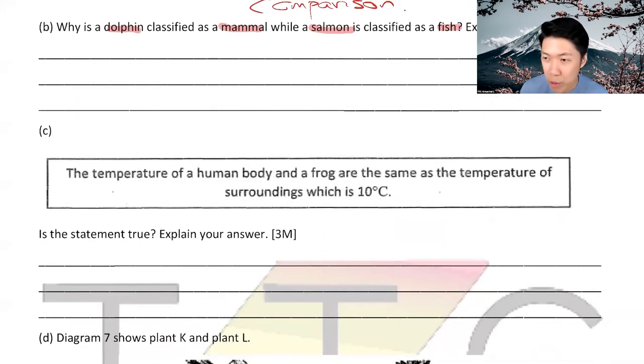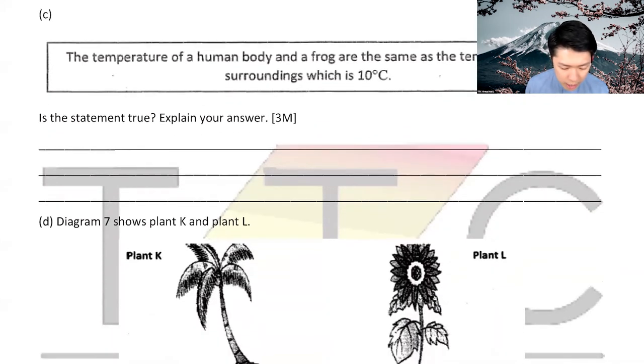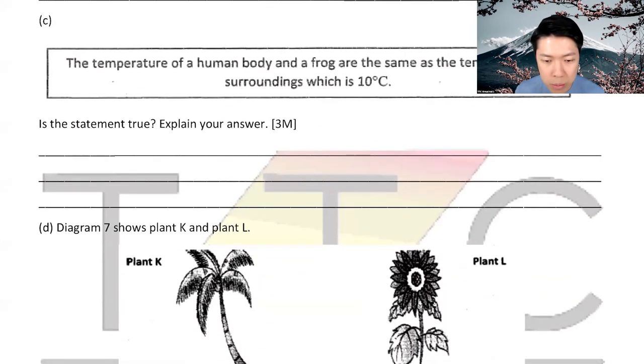You do the second one for yourself, can? You can. You tell me you can. You can, right? Second one, you do your own. Dolphin gives birth to young while salmon lays eggs. Okay? All right. Next one. Question C, ladies and gentlemen. Temperature. You're done? Okay, I'll give you 5 more seconds to finish up your sentences.